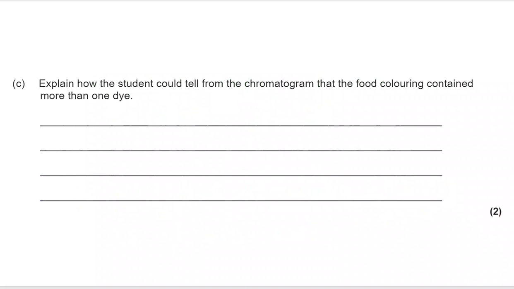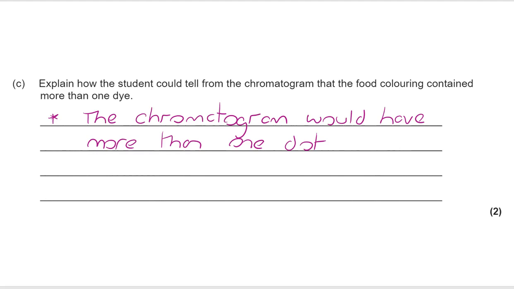Moving on to part C, how could the student tell from a chromatogram that the food colouring contained more than one dye? So what you do is look at your chromatogram and you look at your sample and you look vertically upwards from there. If the food colouring contained more than one dye, there would be more than one dot.